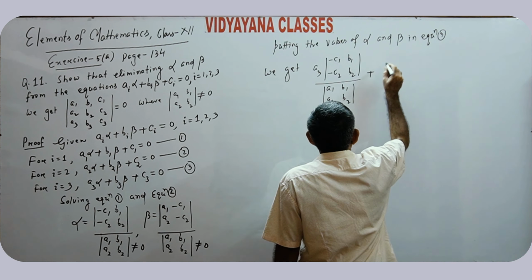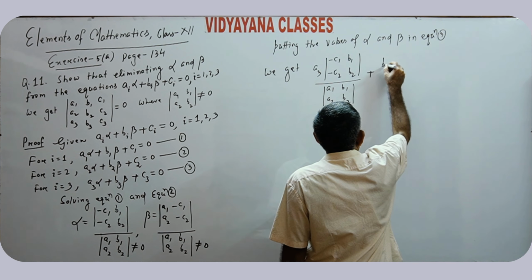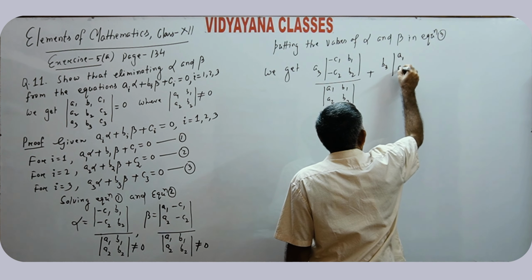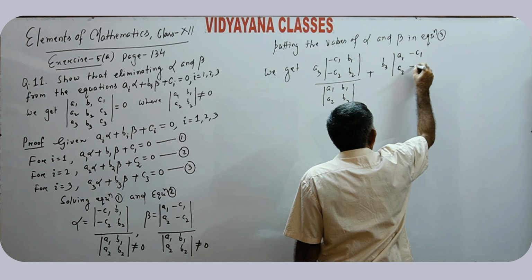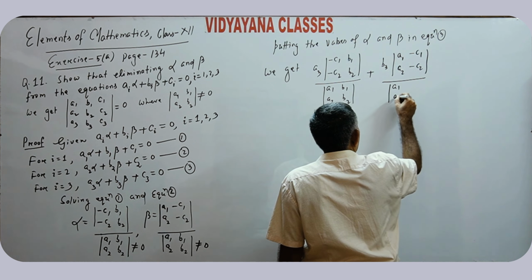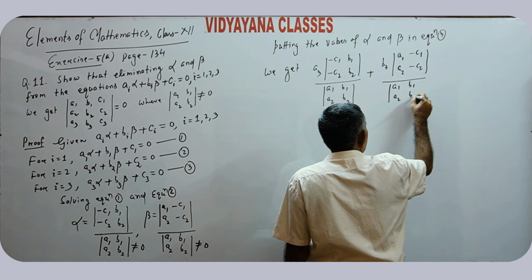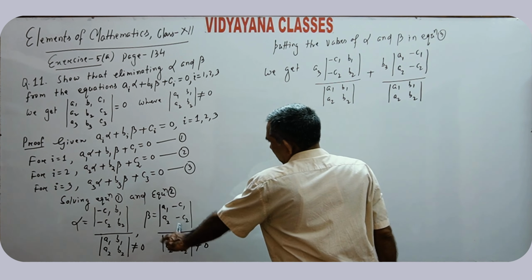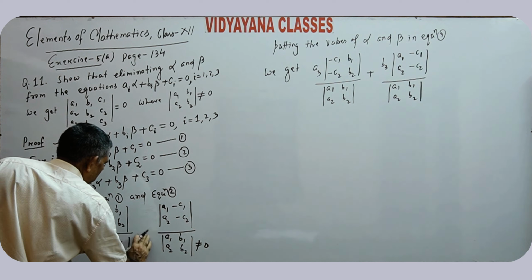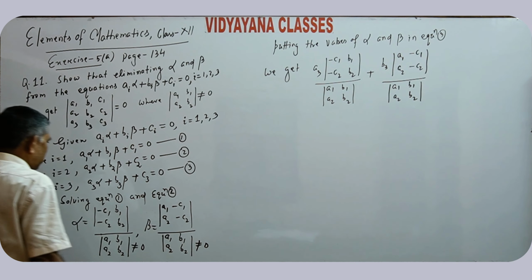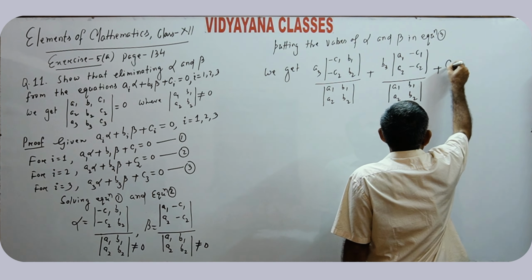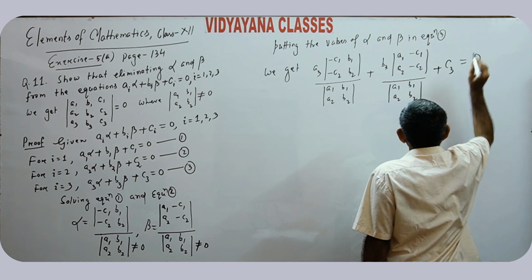Plus B3 determinant having elements A1 A2 minus C1 C2, whole divided by determinant A1 A2 B1 B2. It is beta. Beta is equal to this result. Plus C3 is equal to 0.